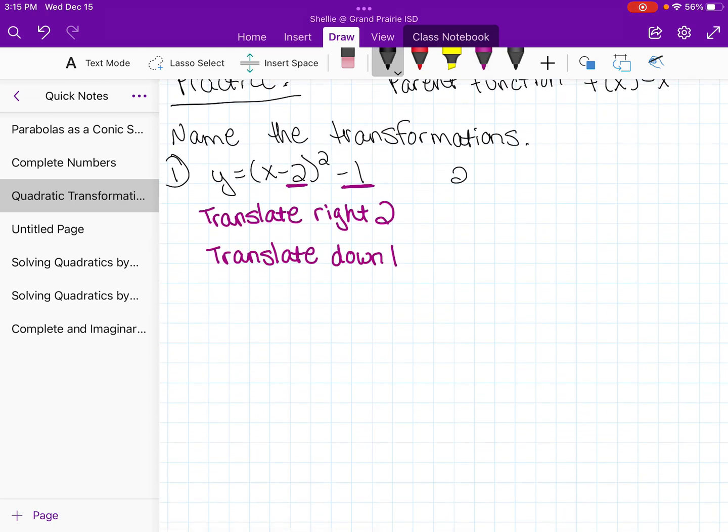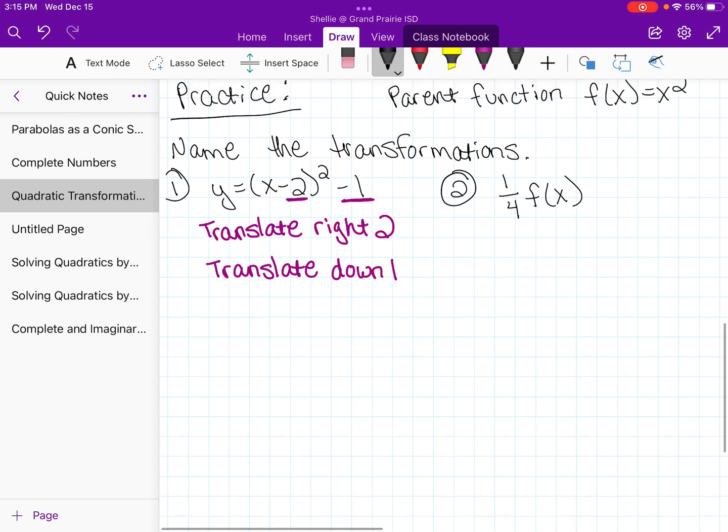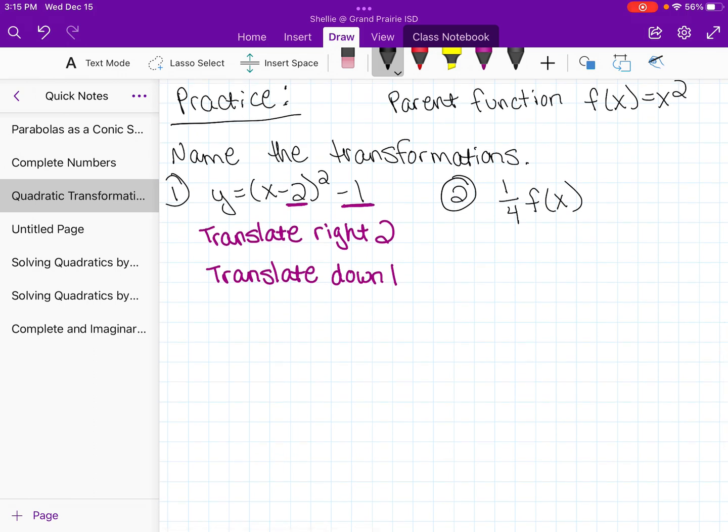So example 2, what if they don't give me the whole equation? They just give me the notation. So the notation being like 1 over 4 f of x. So they just give me this notation, 1 over 4 f of x. Well, they've already told me what the parent function is. The parent function is right here. So the parent function is f of x equals x squared. Well, they've already told me that.